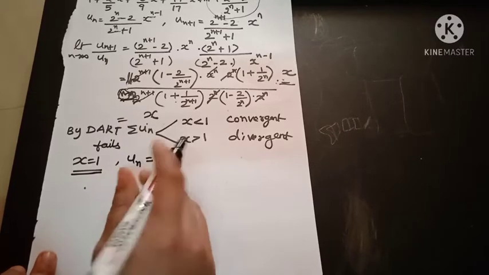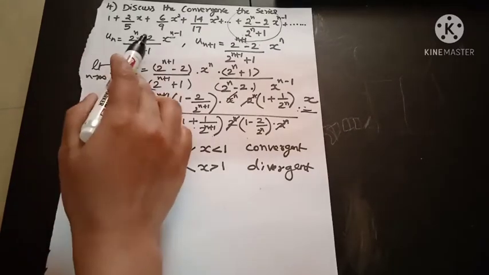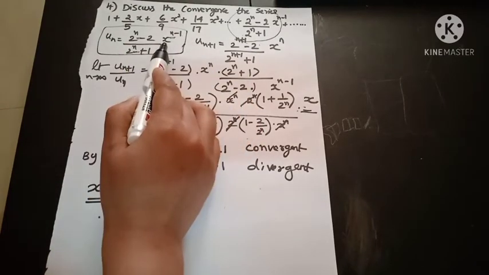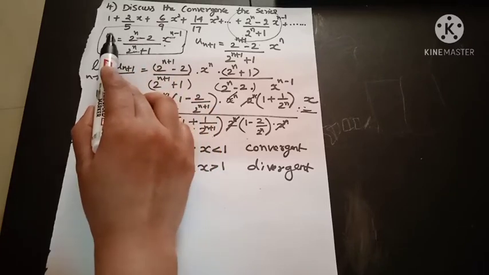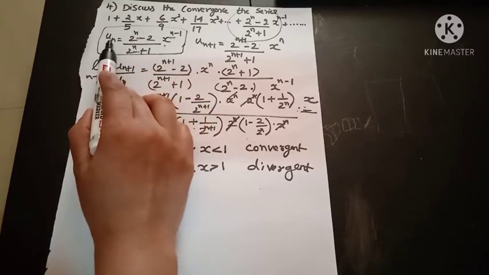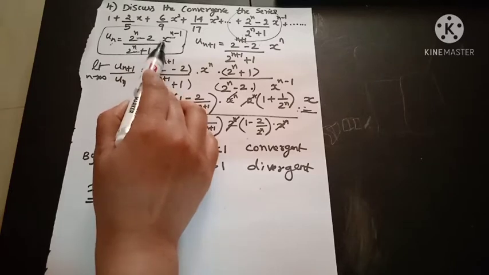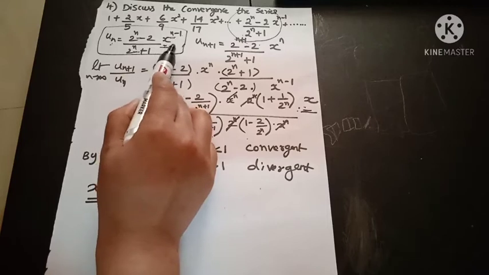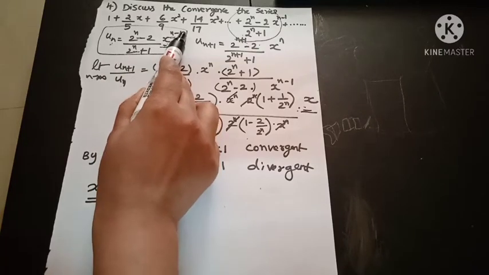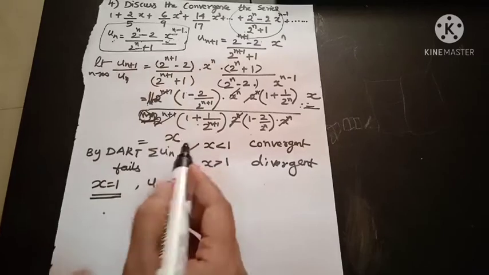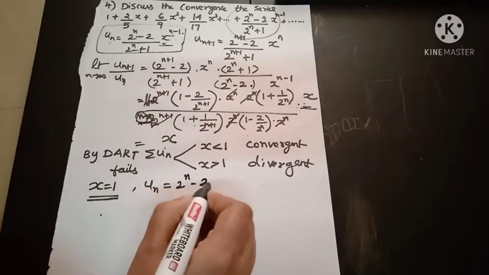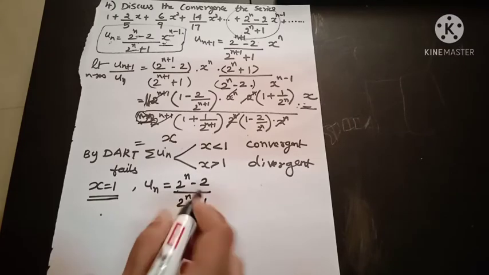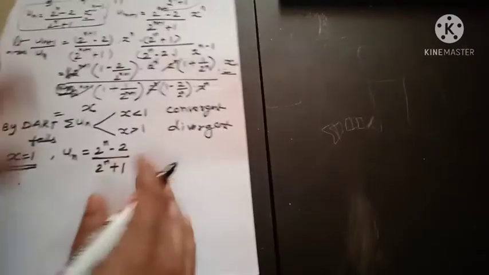What happens to the un? Our un is 2 to the power of, here is the un. We'll apply x is equal to 1 and see what happens to un, and we'll see the convergence or divergence in the case of x is equal to 1. So x is equal to 1 in this term: 1 to the power of anything is 1. So 1 into this term is 2 to the power of n minus 2 divided by 2 to the power of n plus 1. Now we'll solve for this.